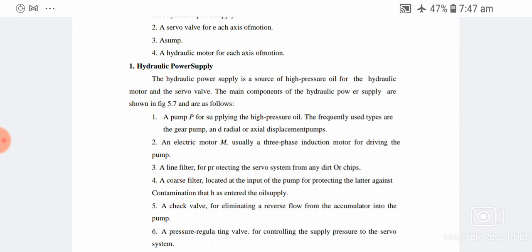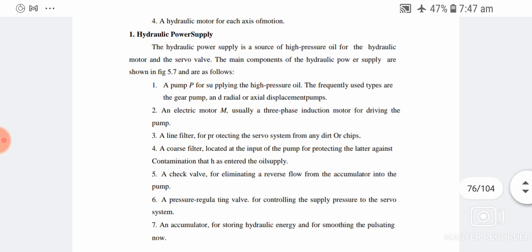a line filter for protecting the servo system from any dirt or chips, a coarse filter located at the input to the pump for protecting the latter against contamination that has entered the oil supply.